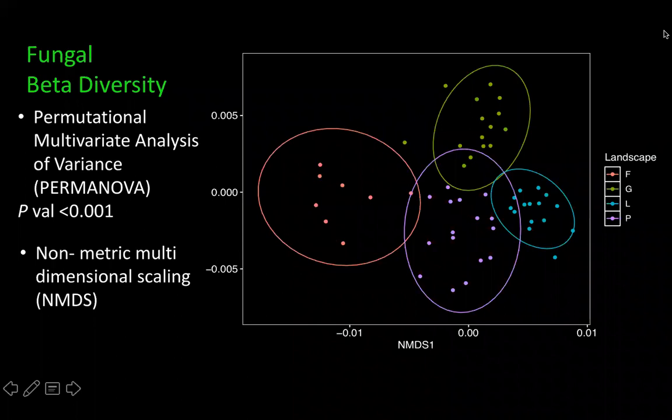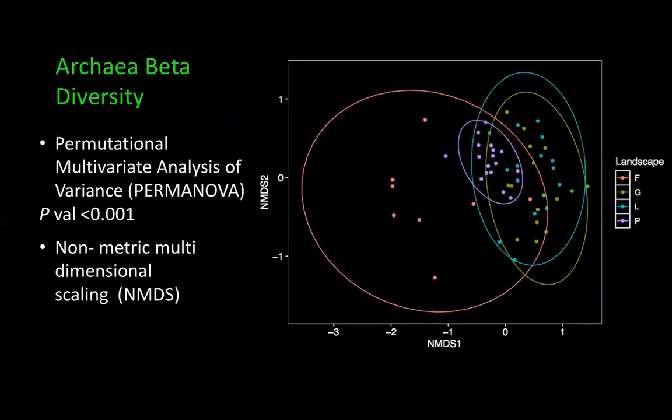So for fungi, we see pretty much the same exact thing. However, these communities are actually separating to a more intense degree. You can see that these 95% confidence intervals barely overlap. So this shows good evidence that in addition to the diversities being different, the actual microbial assemblage is different amongst these landscapes in these fungal communities.